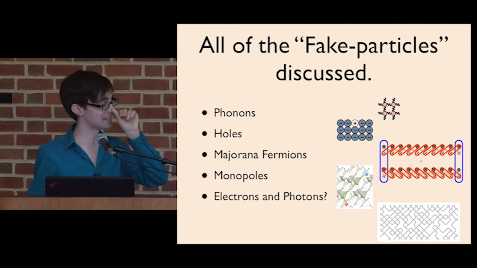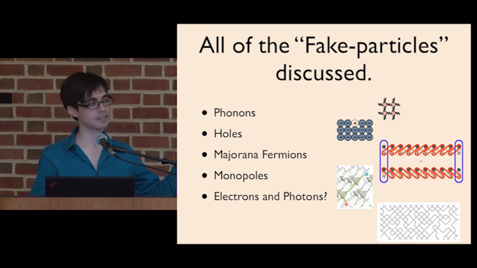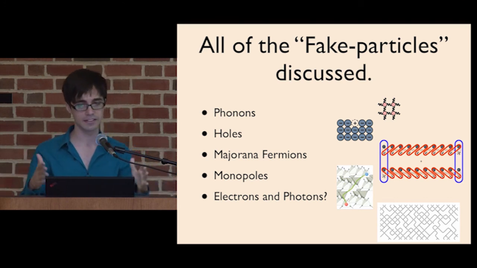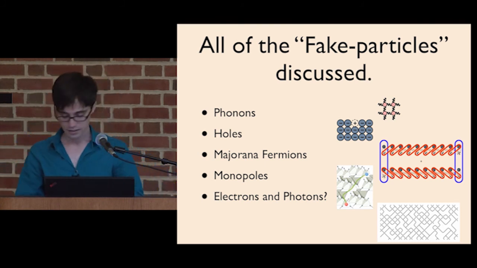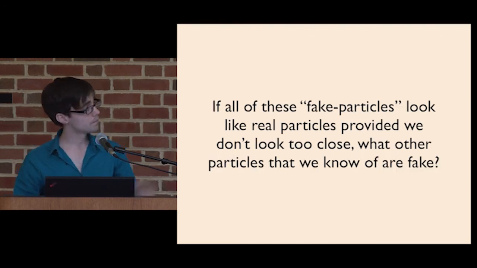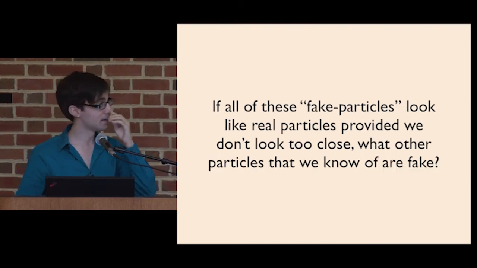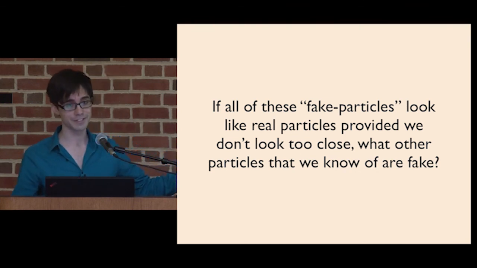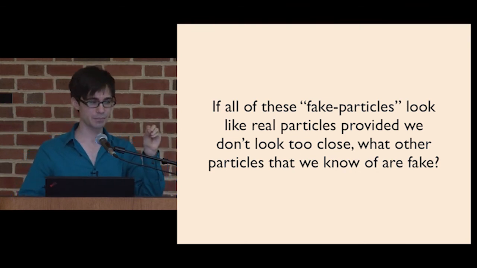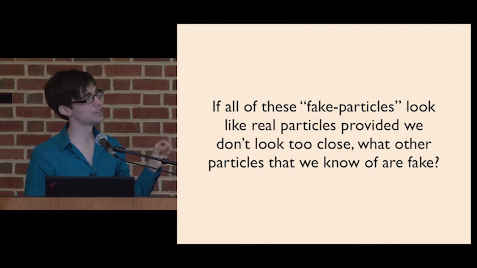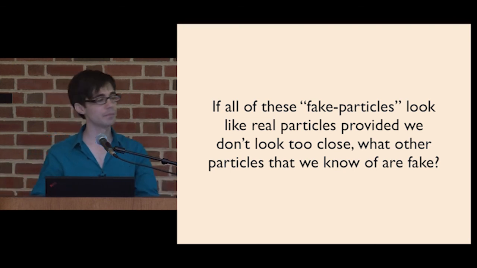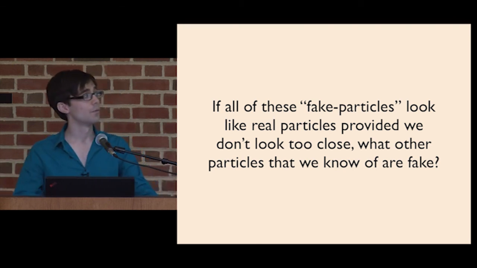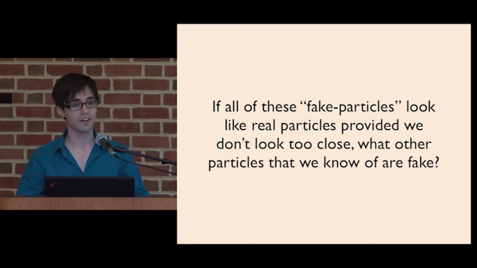Now, I didn't mention in the last slide that this model that has electrons and photons isn't observable yet. You'd have to be able to look much closer than we're able to now. Like the LHC looks really close, but you'd have to look even closer to see if this is actually the case. But it's very tantalizing, and if you don't look too close, all of these look like particles. But if you start to look really close, they start to break down and not look like particles anymore, which sort of brings me to my final question. If all of these fake particles look like real particles, provided we don't look too close, what other particles that we know of are actually fake?